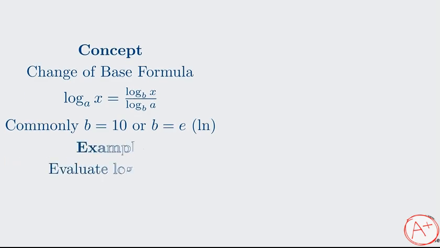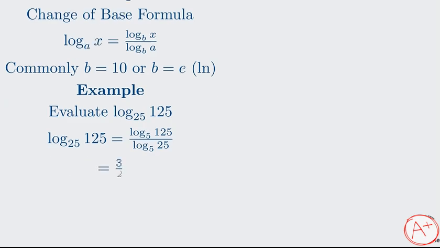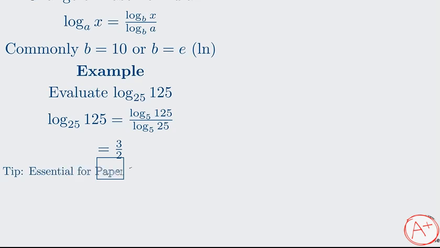Let's look at an example. Evaluate log base 25 of 125. Since both 25 and 125 are powers of 5, we can change the base to 5 to simplify the calculation. Now we ask, 5 to what power is 125? The answer is 3, and 5 to what power is 25? The answer is 2. So the final answer is 3/2. This technique is essential for Paper 1, where you must simplify these without a calculator.